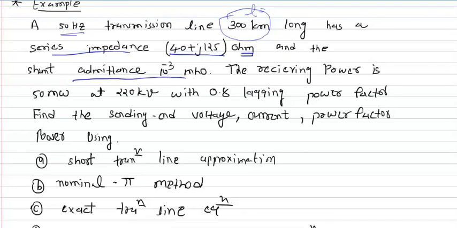The admittance is 10 raised to minus 3 mho. You can say mho. And the receiving power, meaning one of the ends is given: the receiving power is 50 megawatt, 220 kV line voltage at the receiving side, and 0.8 lagging power factor. Now, what you have to calculate? You have to calculate the sending end voltage.